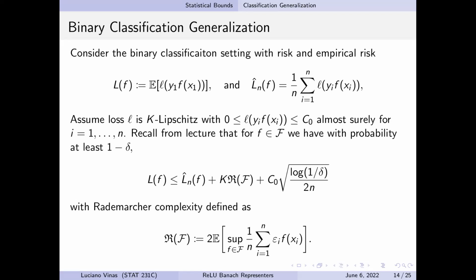So some assumptions here are similar to class. We assume our loss here is K-Lipschitz. It's bounded almost surely. And we're going to define our Rademacher complexity as so, which is 2 times the normal Rademacher complexity we use. So that's just a normalization thing.